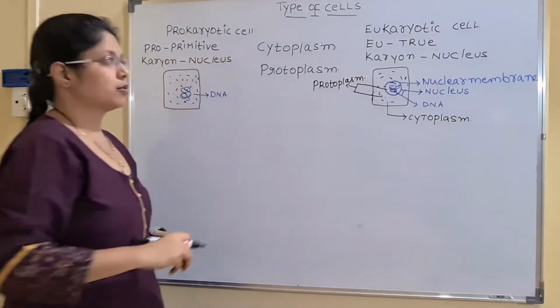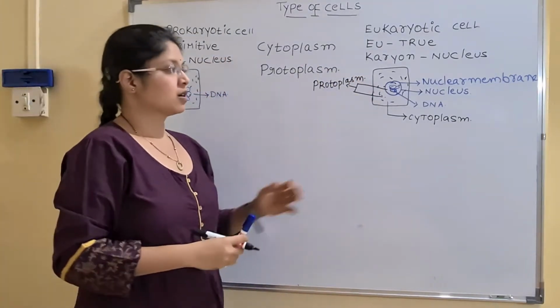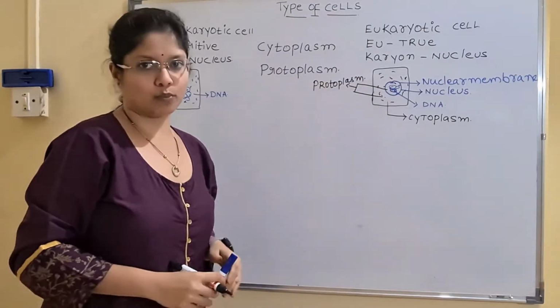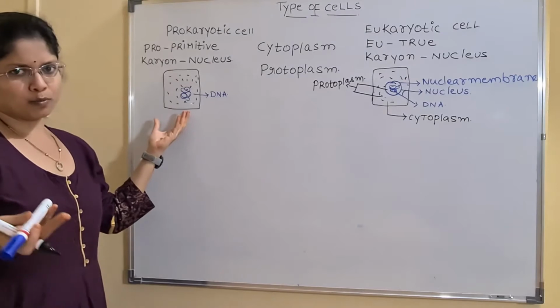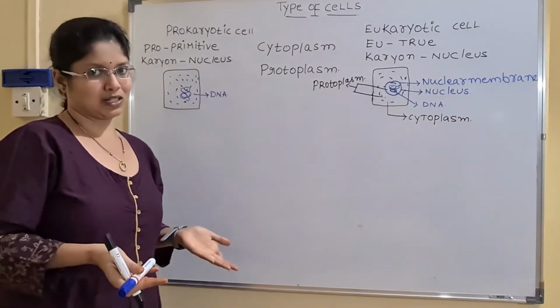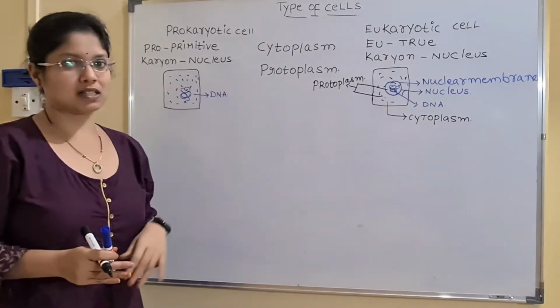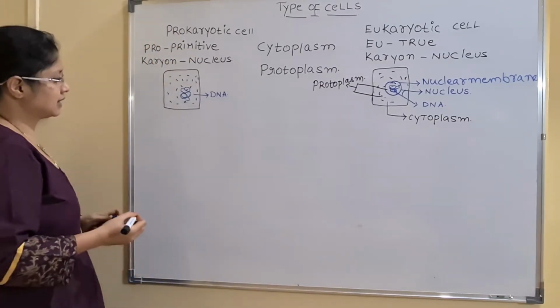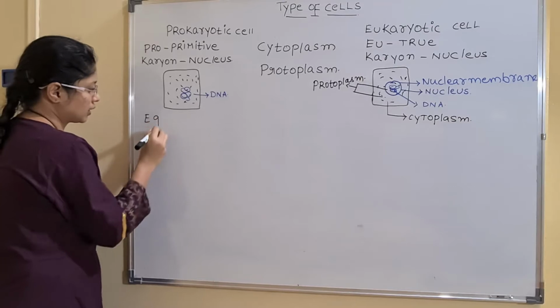Okay, so cytoplasm and protoplasm: the nucleus along with the cytoplasm, we call it protoplasm. There is no question of protoplasm here. Why? Because the nucleus is totally absent. So we simply say cytoplasm in the case of the prokaryotic cell. Now quickly we will see the examples of prokaryotic cells.